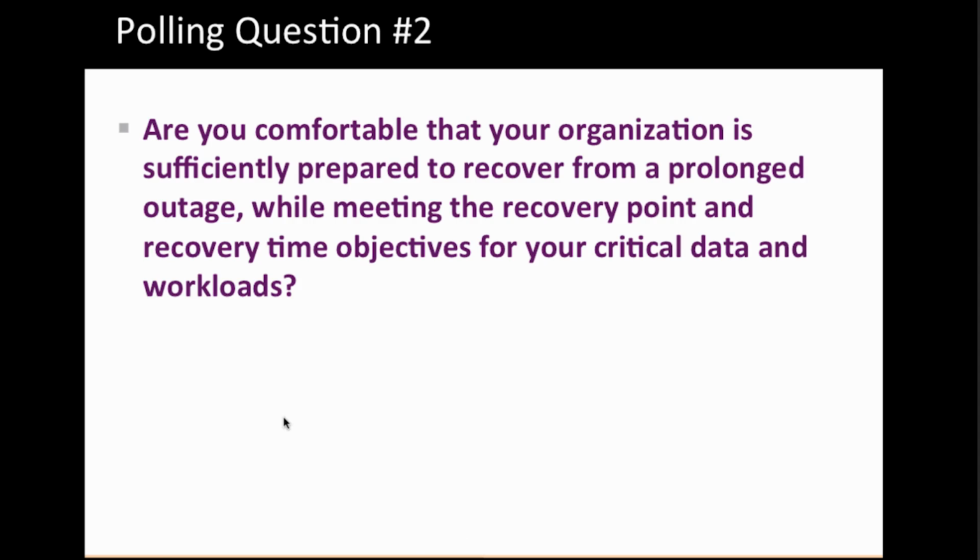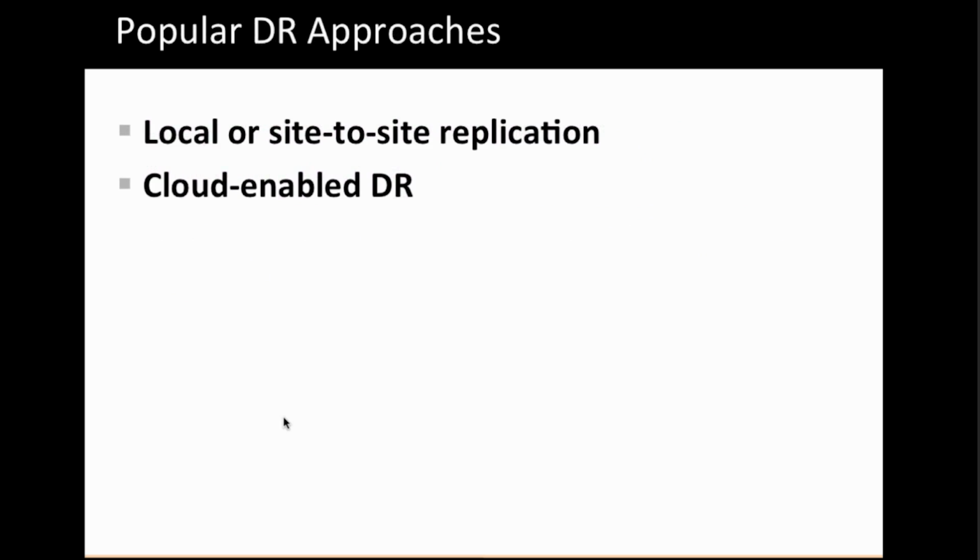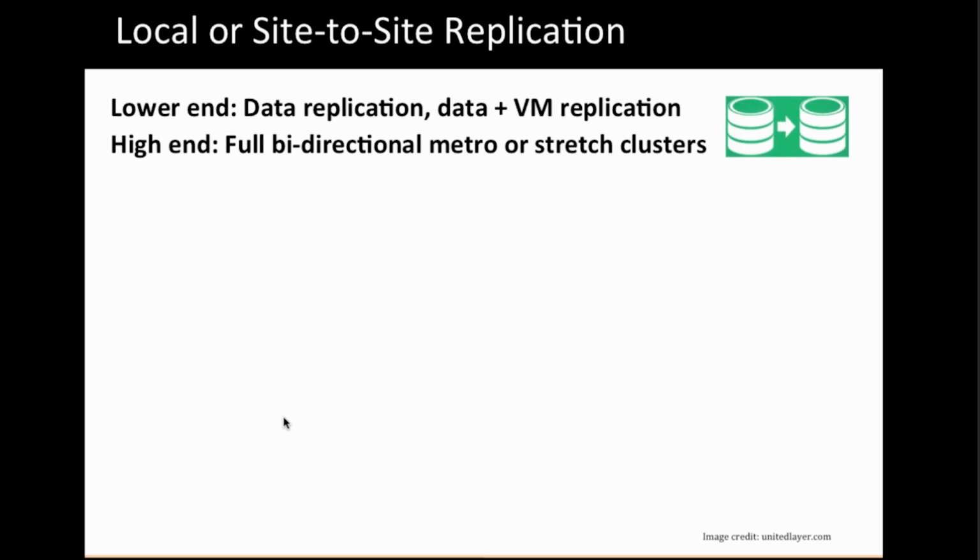So let's move on. I'd like to briefly look at a couple of categories of approaches. I've grouped a lot of things into these in the interest of time, but wanted to examine these briefly so we can see what's working and what's not working out there today. So the first category I put together here is what I'm calling local or site-to-site replication. In reality, this includes everything from soup to nuts in the way of traditional array-based replication of data, sometimes adding VMs into that. And then at the very high end of the spectrum, full bidirectional clusters, whether metro or stretch clusters, that basically offer you the opportunity for continuous or near continuous protection.